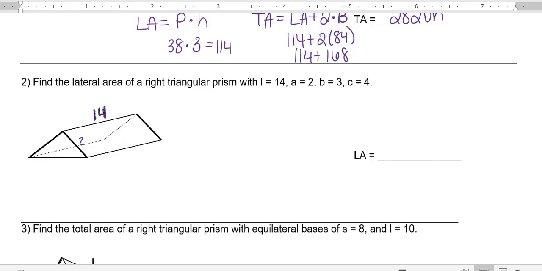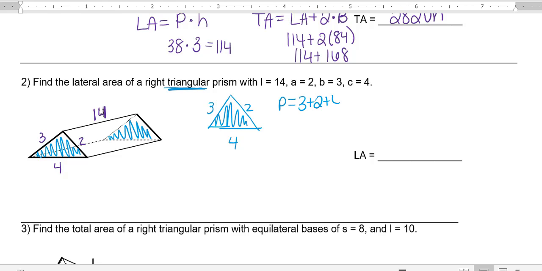Okay, 2, 3, 4. And I am first going to start by identifying my base. I can identify the base based off the description or even that diagram. I have two congruent and parallel bases. So I have that lovely triangle. 2, 3, and 4. I'm going to find my perimeter of that, which I find 2, 3, and 4. Combining those like terms, I get my perimeter of 9.